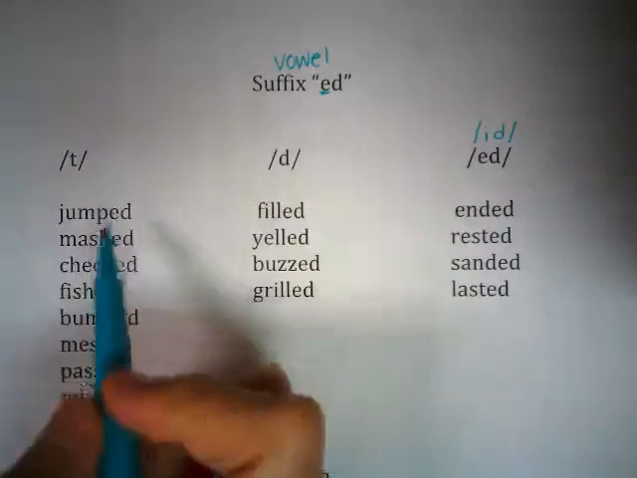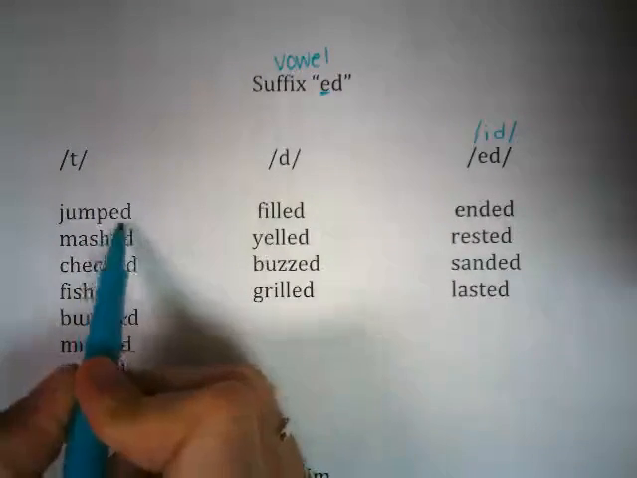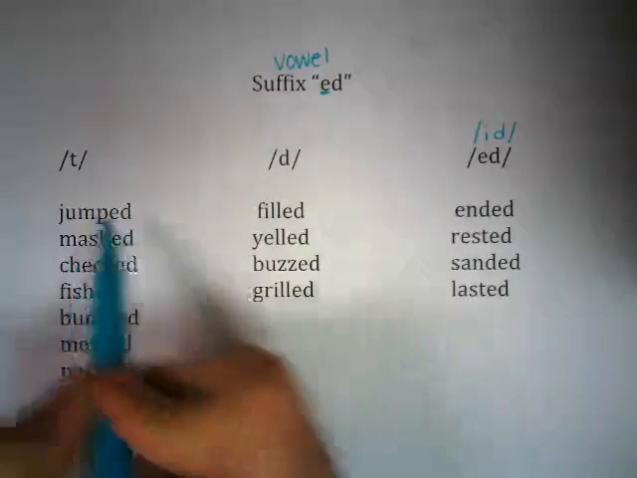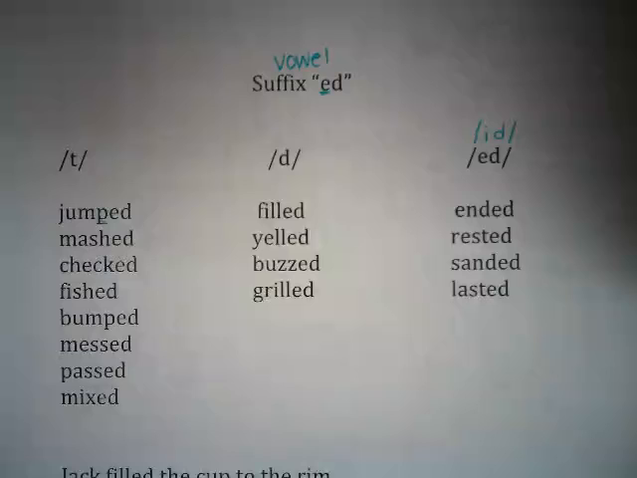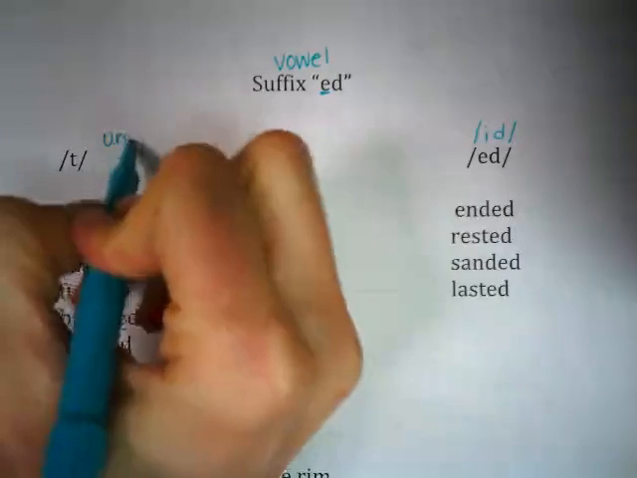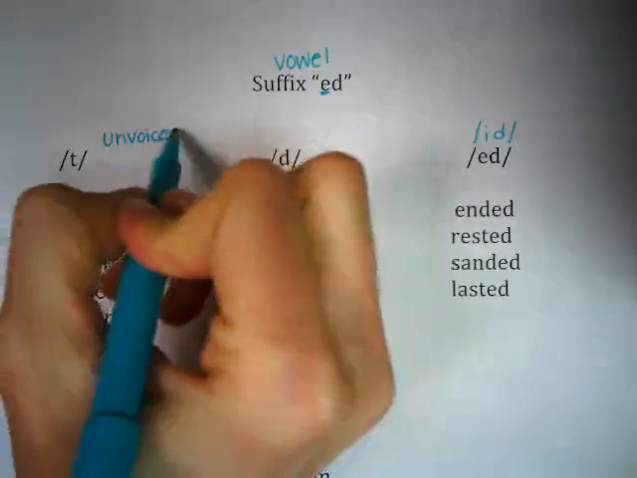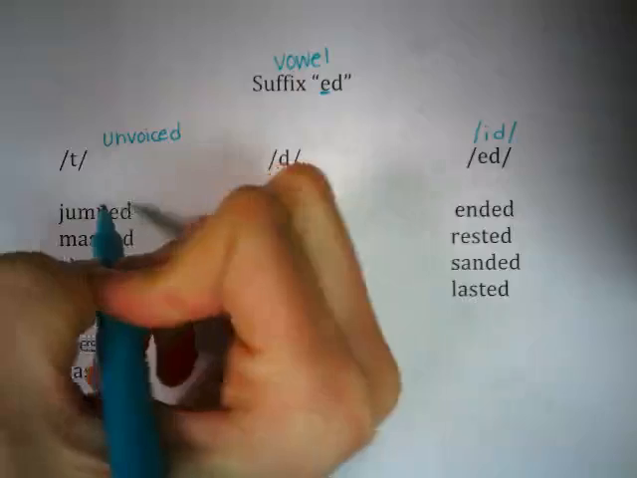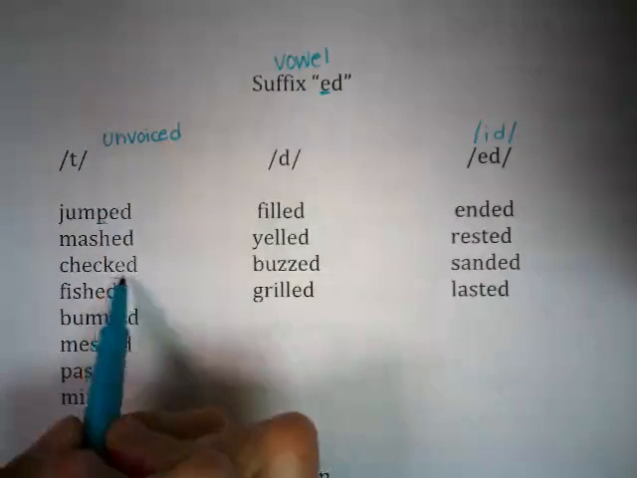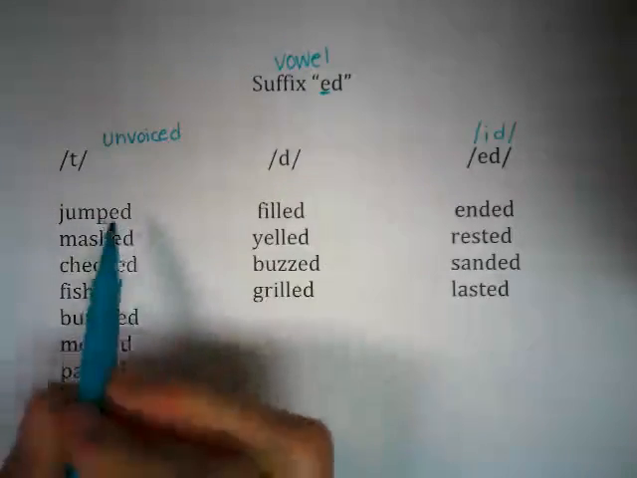When we hear jumped, it's making that t sound because the p is unvoiced. If you say jump, you don't really hear the p in your throat. It doesn't move. So this is unvoiced. Or we can say the last sound is motor off. So like jump, mashed, checked, fished.